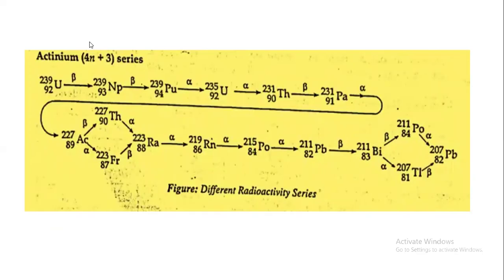The actinium series starts with uranium-235 and ends with lead-207.